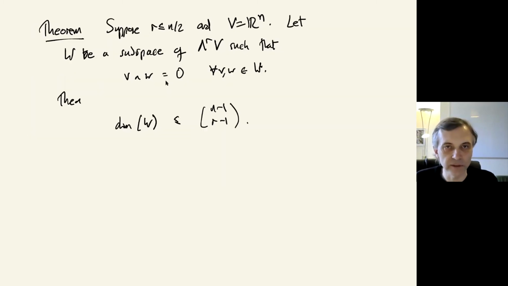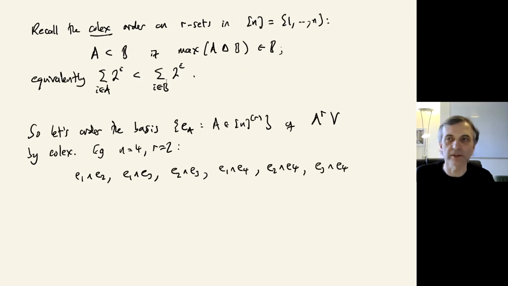Okay, so in order to do this, we'll have to talk about some combinatorics. So colex. Let me remind you about the colex order. So recall the colex order. You have two sets A less than B. It's an order on r-sets, actually more generally, but let's just think about it on r-sets. A is less than B if the maximum element of the symmetric difference is in B, or equivalently, if the sum of 2 to the i, or any reasonably fast-growing function over A, is smaller than the sum of 2 to the i over B. Okay, so large elements sort of rule everything. Large elements are in charge.